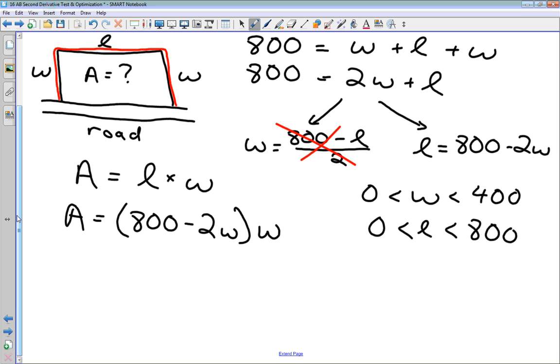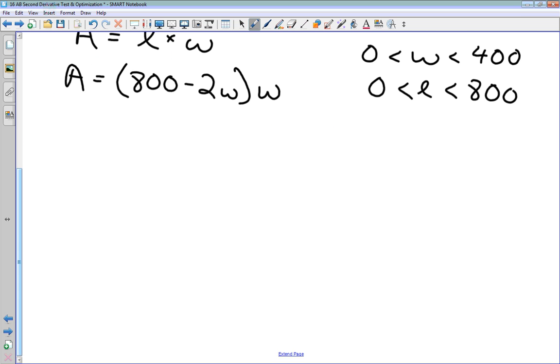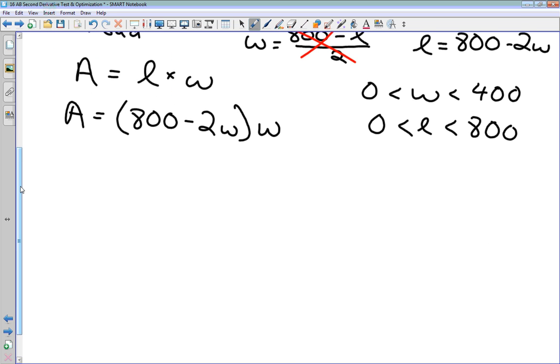All right, so we've got our function. This is actually the hard part, is getting to this function. Okay? Once we've got this function, this is just stuff that we've been doing all along in the course. Okay? We want to take the derivative of this, set it equal to 0, solve for our critical numbers. So what I would do is I would simplify this a little bit by expanding it. So multiply each term inside by that w to get 800w minus 2w squared. And now I'm going to take my derivative.